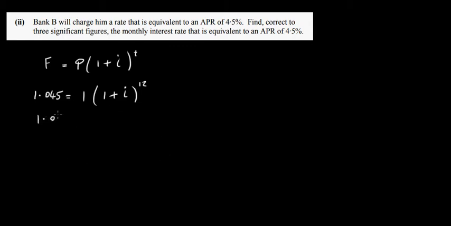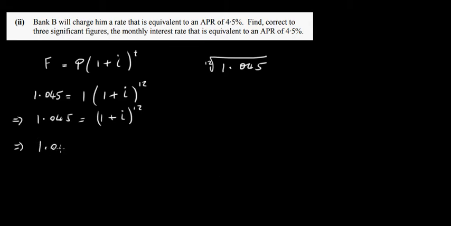Okay, so we got to work this out. So we got 1.045 is equal to 1 plus I to the power of 12. Now the opposite to raising something to the power of 12 is to get the 12th root of it. So what we're going to do is this, 1.045, and we're going to get the 12th root of it. Now I'm going to write it in an index form like this, 1.045 to the power of 1/12. It's the same thing as this here, and that's equal to 1 plus I.